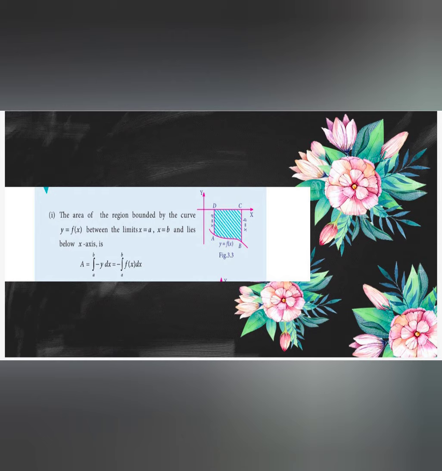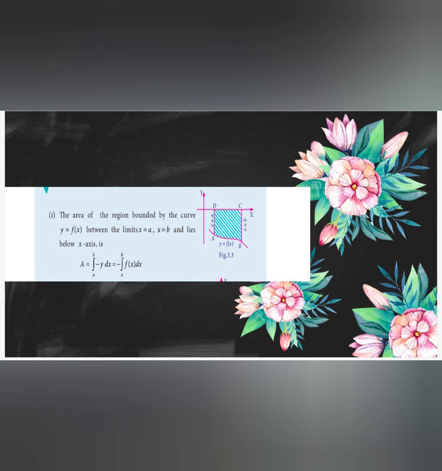Then we have the area of the region bounded by the curve y equal to f of x between the limits x equal to a, x equal to b, and lying below the x-axis, which is integral a to b minus y dx, or minus integral a to b f of x dx, because it is lying below the x-axis.